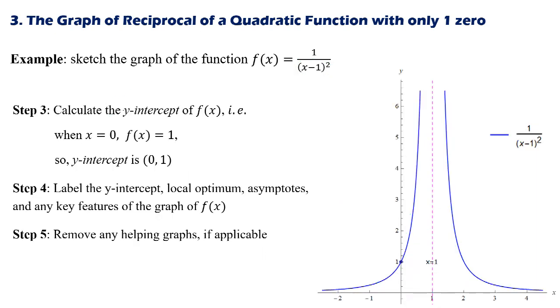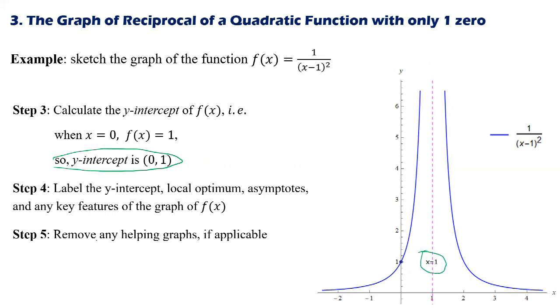Okay, next, calculate the y-intercept of f(x). We have already discussed this, right? The y-intercept is (0, 1). Next, label the y-intercept, local optimum, asymptotes, and any other key features of the graph of f(x). So apparently there is no local optimum, nor any global optimum, right? There is only an asymptote here, which is x equals 1.